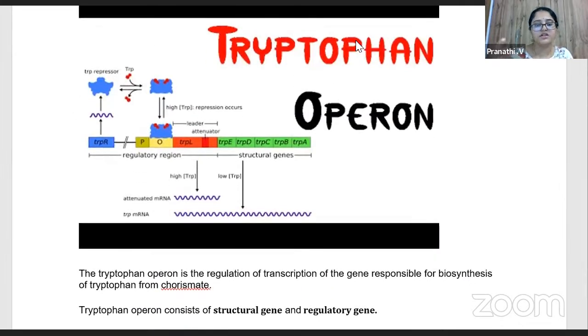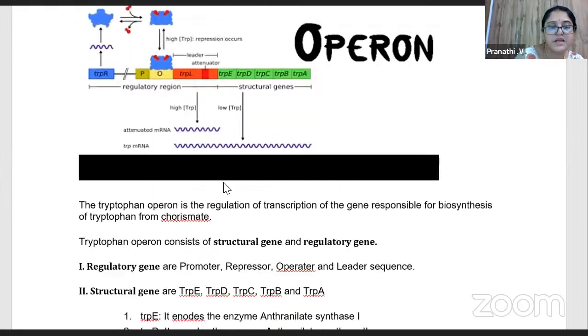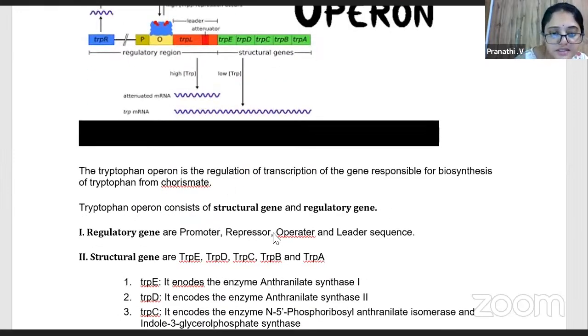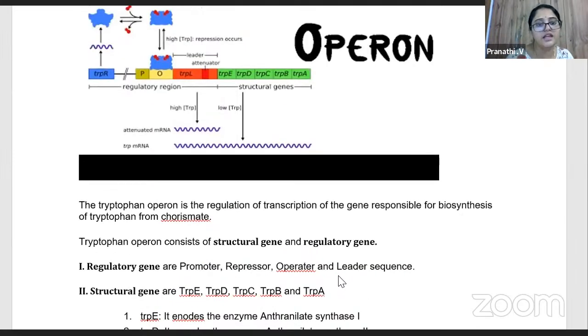Tryptophan operon regulation of transcription is necessary so that, whenever tryptophan is present, we see chorismate, if it is present, forming tryptophan inside the body. So it has structural genes and a regulatory region. This regulatory region has the promoter, repressor, operator and a leader sequence as well. Whenever this sequence is there, this is where the production of tryptophan takes place.